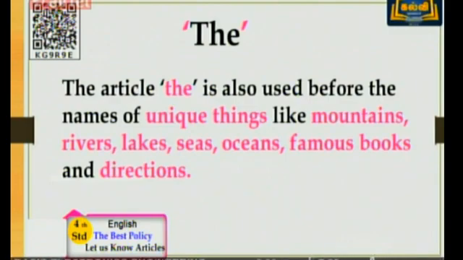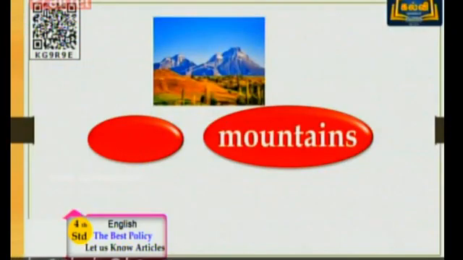What are the unique things? Like mountains, rivers, lakes, seas, oceans, famous books and directions. These are some particular things, unique things that we are telling. So before all these things, we have to use the article the. Now come, let's see some examples. Here what picture can you see? It's mountain.